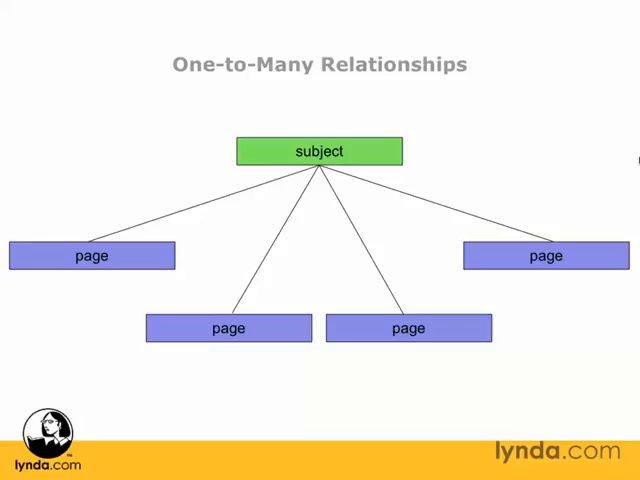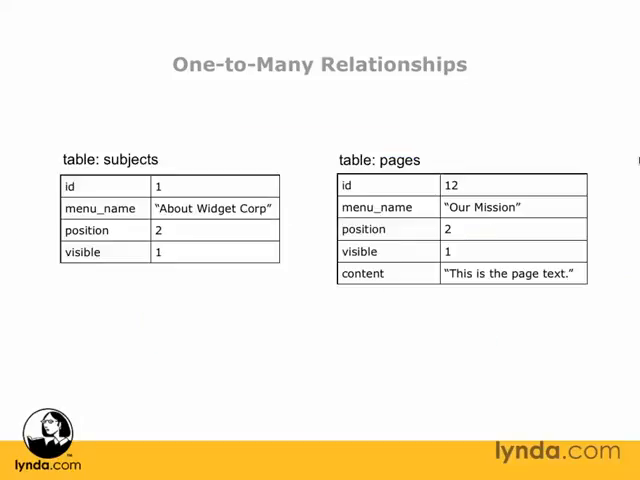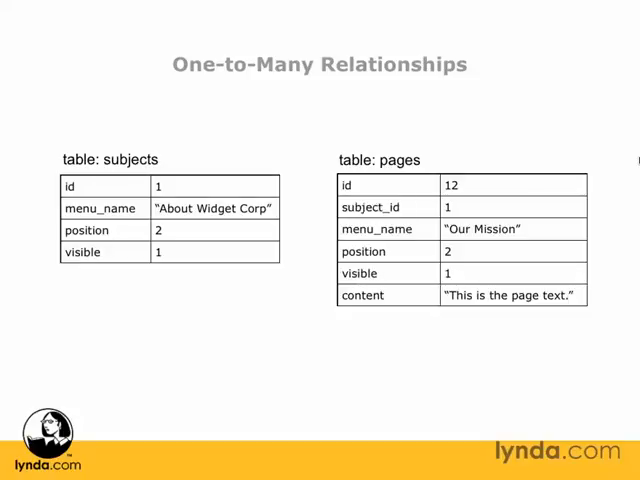So how do we actually apply this one-to-many relationship to our database? Right now, we have a table of subjects that has an ID, a menu name, position, and visible. And we have pages that has ID, menu name, position, visible, and content. There's no relationship between the two right now. We can find something in the subject table, we can find something in the page table, but there's no way for us to know which pages belong to the subjects. And we can do that by adding a subject ID to the pages.